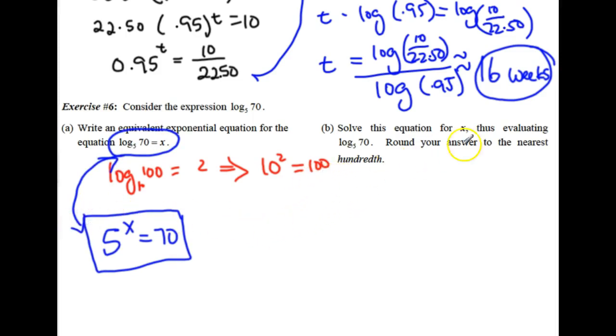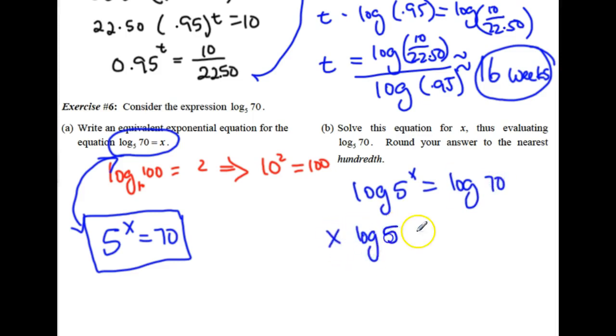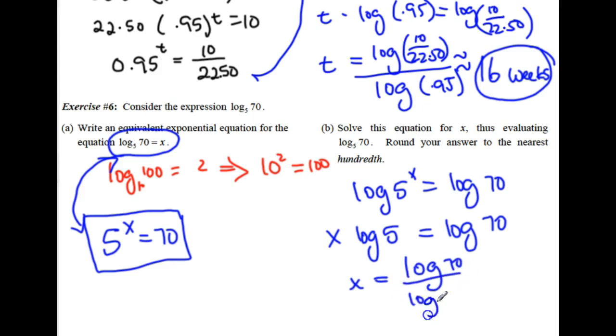It says solve now this equation. So remember, this will be the log of 5 to the x equals the log of 70. Power rule. Get x by itself. Log of 70 over the log of 5, and what am I rounding? Nearest hundredths, which is 2 decimal places, 2.64.